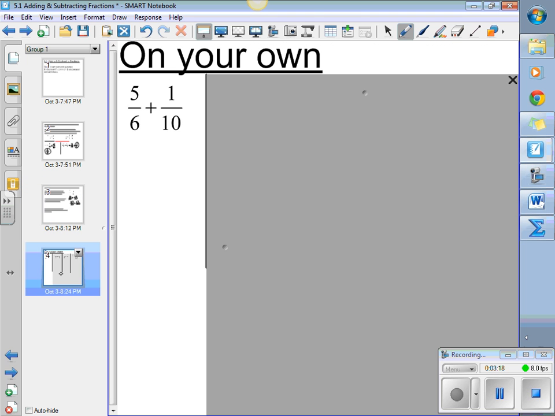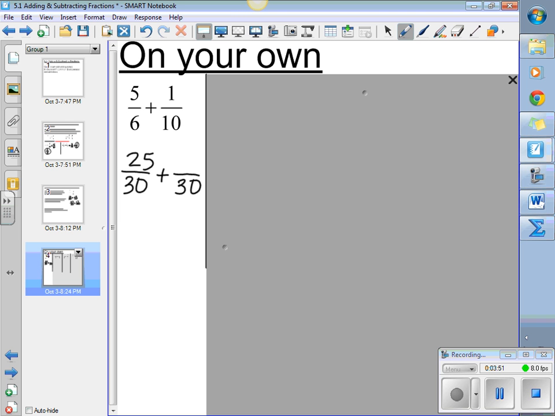All right, now, on your own. You've got 5/6 plus 1/10. 6 and 10, the least common denominator, would be 30. If you don't see that, you could always multiply them and get 60. However, least common gives you less work. What I do to 6 to get to 30, I multiply it by 5. 5 times 5 gives me 25.